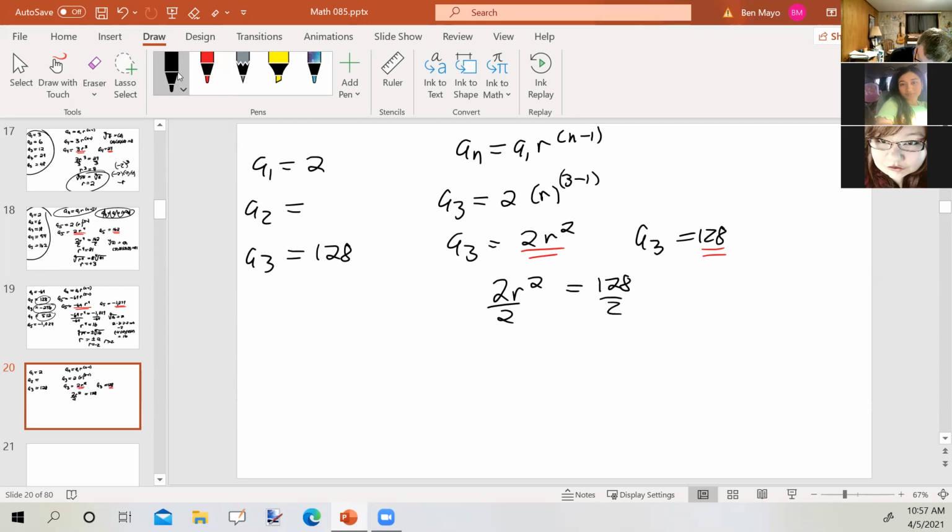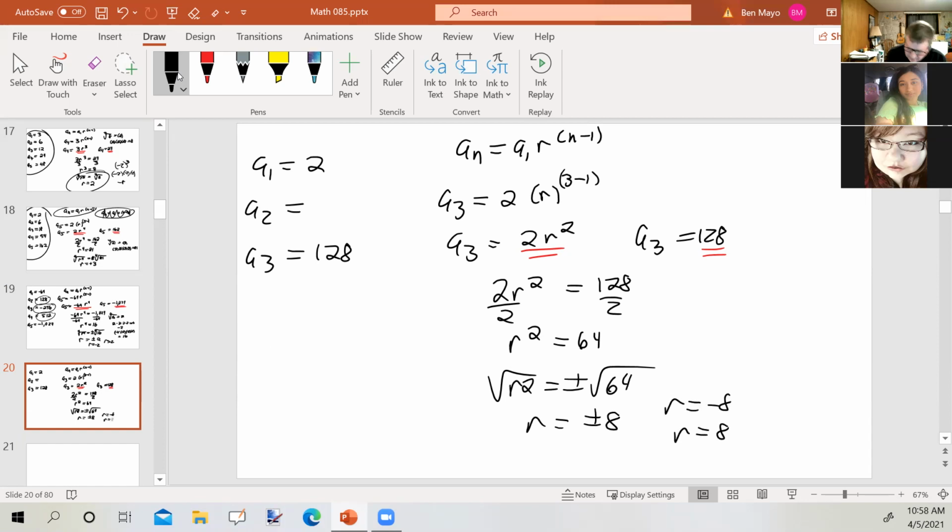Divide both sides by 2. R squared equals 64. Take the square root of both sides. So we get r equals plus or minus 8. So r could be negative 8 and r could be 8. Now, they don't tell us any more information. They don't say r is positive or r is negative, or there's going to be 1 negative mean or 2 positives or whatever. So in fact, we've got 2 possibilities.